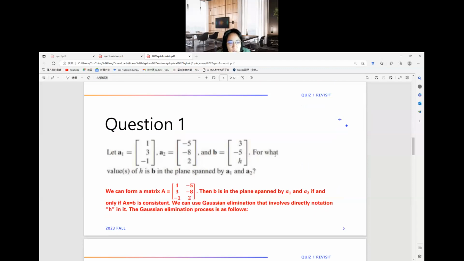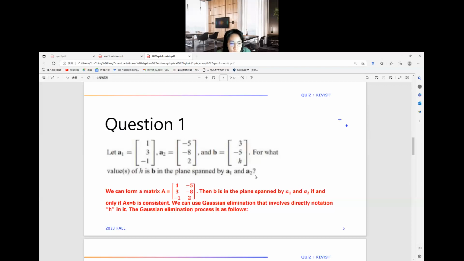Okay, so let's take a look at the first question. This question gives us two vectors, a1 and a2. And a b vector contains an unknown notation, h, right here. The question asks us for what value of h is b vector in the plane spanned by a1 and a2.